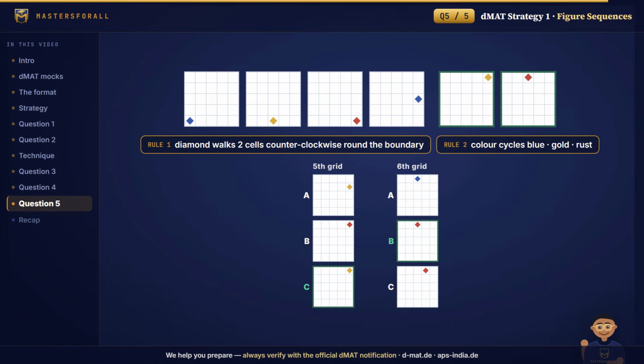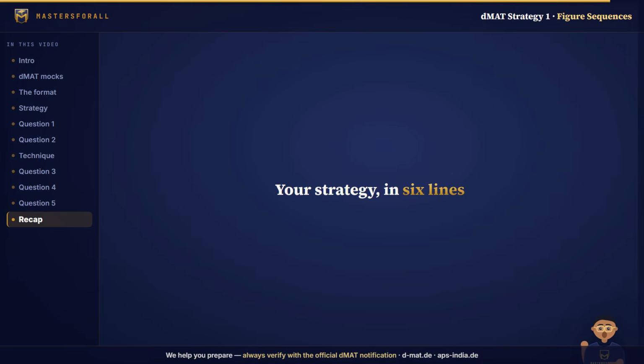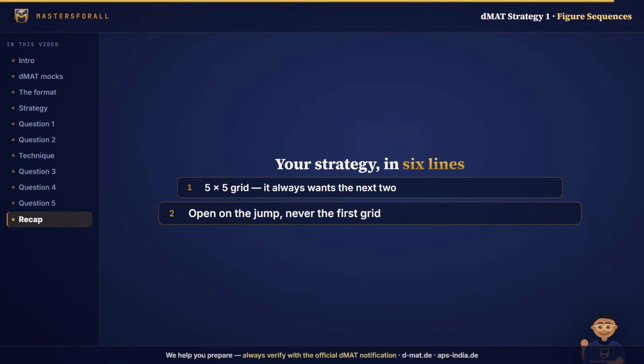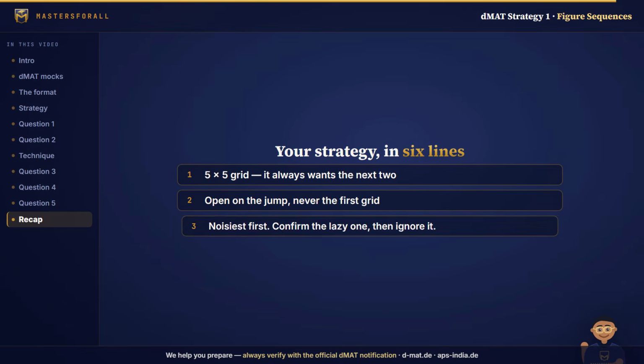Take that feeling into the exam hall. Your figure sequence strategy in 6 lines. It is a 5 by 5 grid and it always wants the next 2. Open on the jump, never on the first grid. Noisiest element first. Confirm the lazy one, then ignore it.